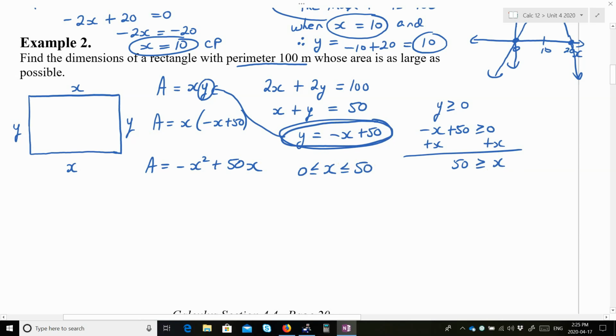You have to look at your x value and see what it does to your y. So if you put something in for x that's going to start to make y negative, y is a side length as well. That doesn't make sense. Okay, so that's how we can get the interval of x values.